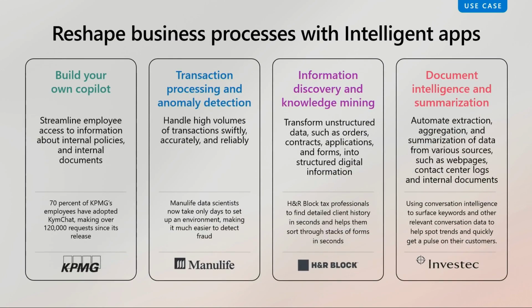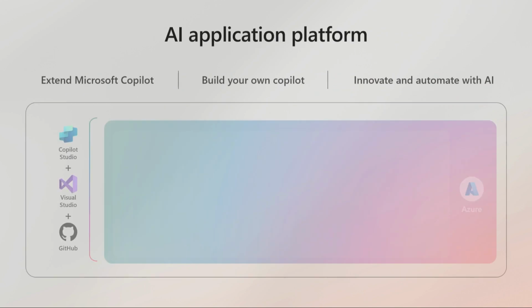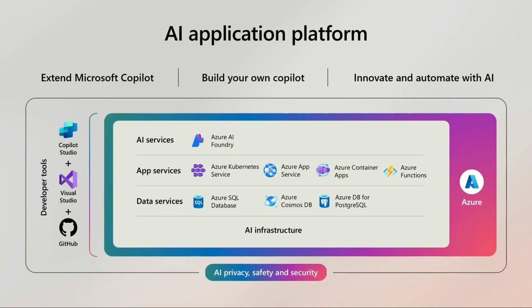And when we reflect on internal experiences, the business processes side of it, extending to include, again, building internal AI assistants, copilots, or having high-volume transaction processing and anomaly detection, information discovery and knowledge mining, or even document intelligence and summarization. Manulife here has data scientists take only days now to set up their environment to make fraud detection much easier.